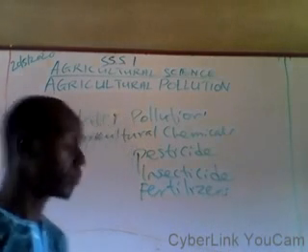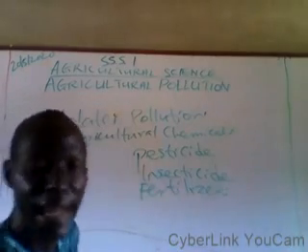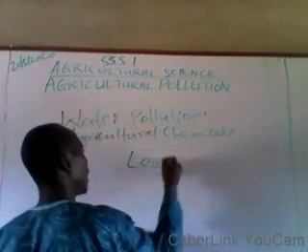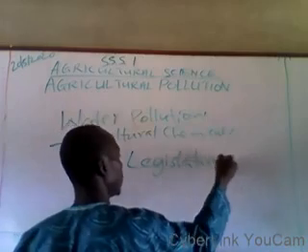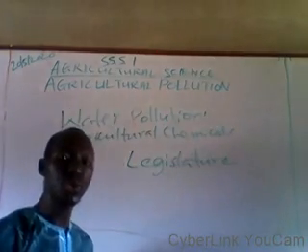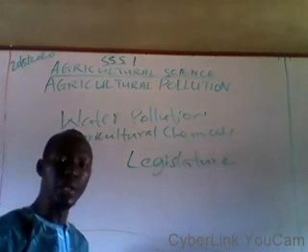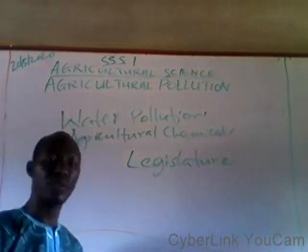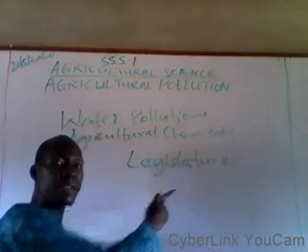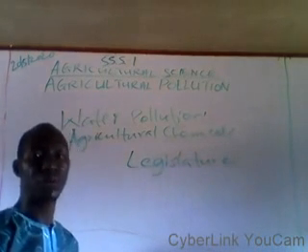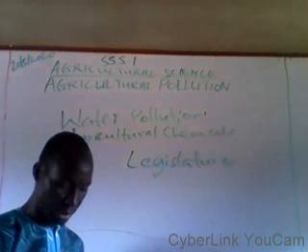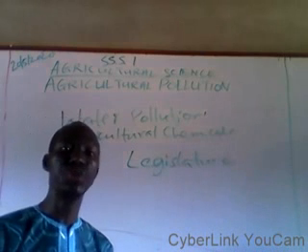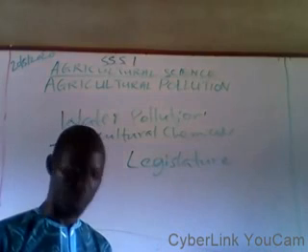How do we control them? There should be legislation. There should be what? Legislation against the release of chemicals into the water bodies. The government needs to make its legislation against the dumping of chemicals into the water bodies. And as well, agrochemicals should be used according to instruction.